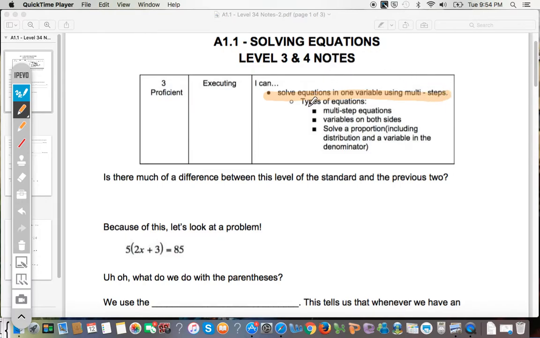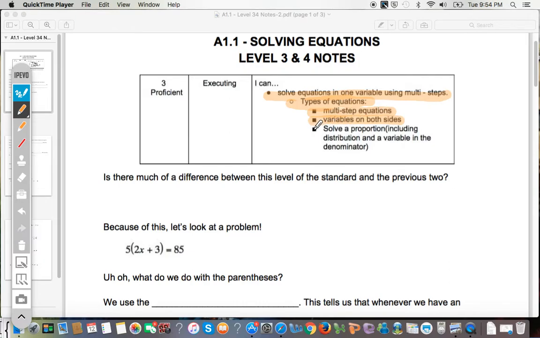Okay, so think back to Level 1. That's where we were able to solve one variable equations using one step: addition, subtraction, multiplication, and division. In Level 2, you were able to solve one variable equations except using two steps. The only difference here, we have multiple steps, so more than two. Okay, so we'll deal with multiple step equations, variables on both sides. So at this point we've seen a variable on the left side or the right side. During the standard we'll have variables on both sides.